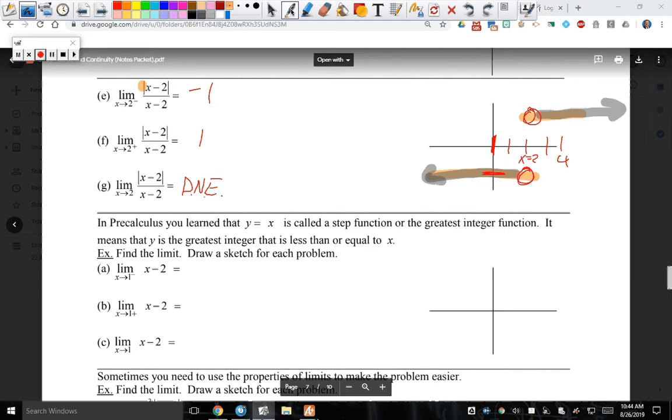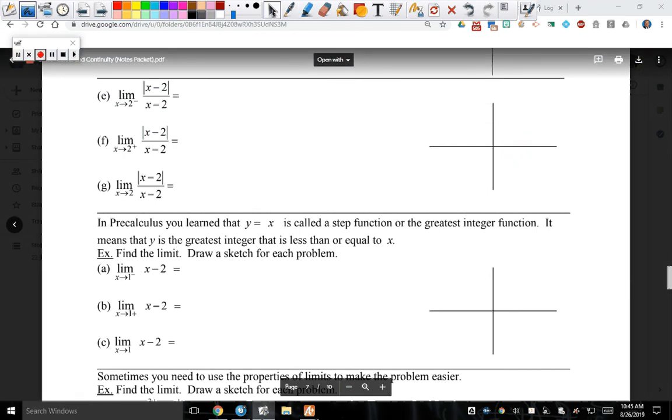Oh, because these pieces cancel to a form of 1. That's a really good question. Will it always cancel to 1 or negative 1? No, because you could have a number in front of this. It could look like 3 times x minus 2. So now this won't be 1 and negative 1. It will be 3 and negative 3. Because it's like a vertical stretch. Good?